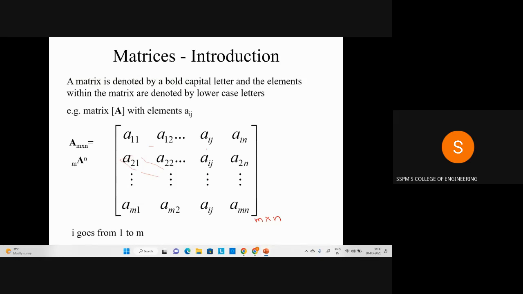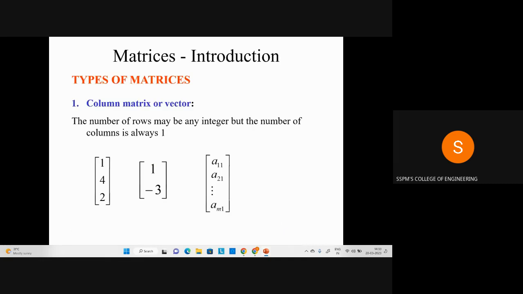Each element is denoted by a_ij, where i denotes the row and j denotes the column. So i is the row number and j is the column number, which identifies the element. What is a column matrix or a vector? A column matrix means a matrix that contains only one column. See, this is 1, 4, 2 or 1 comma minus 3. A matrix which contains only one column is called a column matrix.